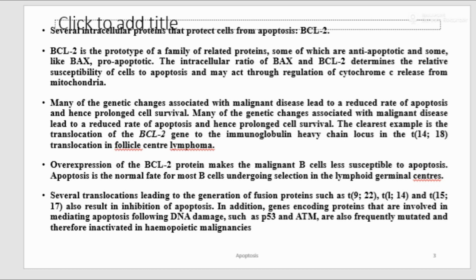But this apoptosis is very important because it prevents the damaged cells, the irreparable cells, from being in the cell pool. And the example is that sometimes overexpression, sometimes mutations, sometimes translocations change the DNA in such a way that the P53 or the caspases or procaspases are not normally expressed.